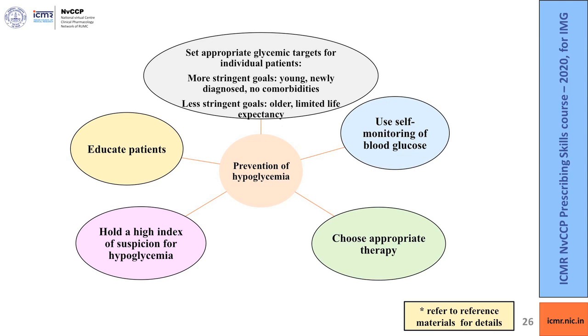We need to educate the patient regarding self monitoring of blood glucose, and also it is important to choose the appropriate therapy and individualize the therapy according to the patient and disease characteristics, and always hold a high index of suspicion for hypoglycemia. Further details of these preventive measures are provided in the reference material.